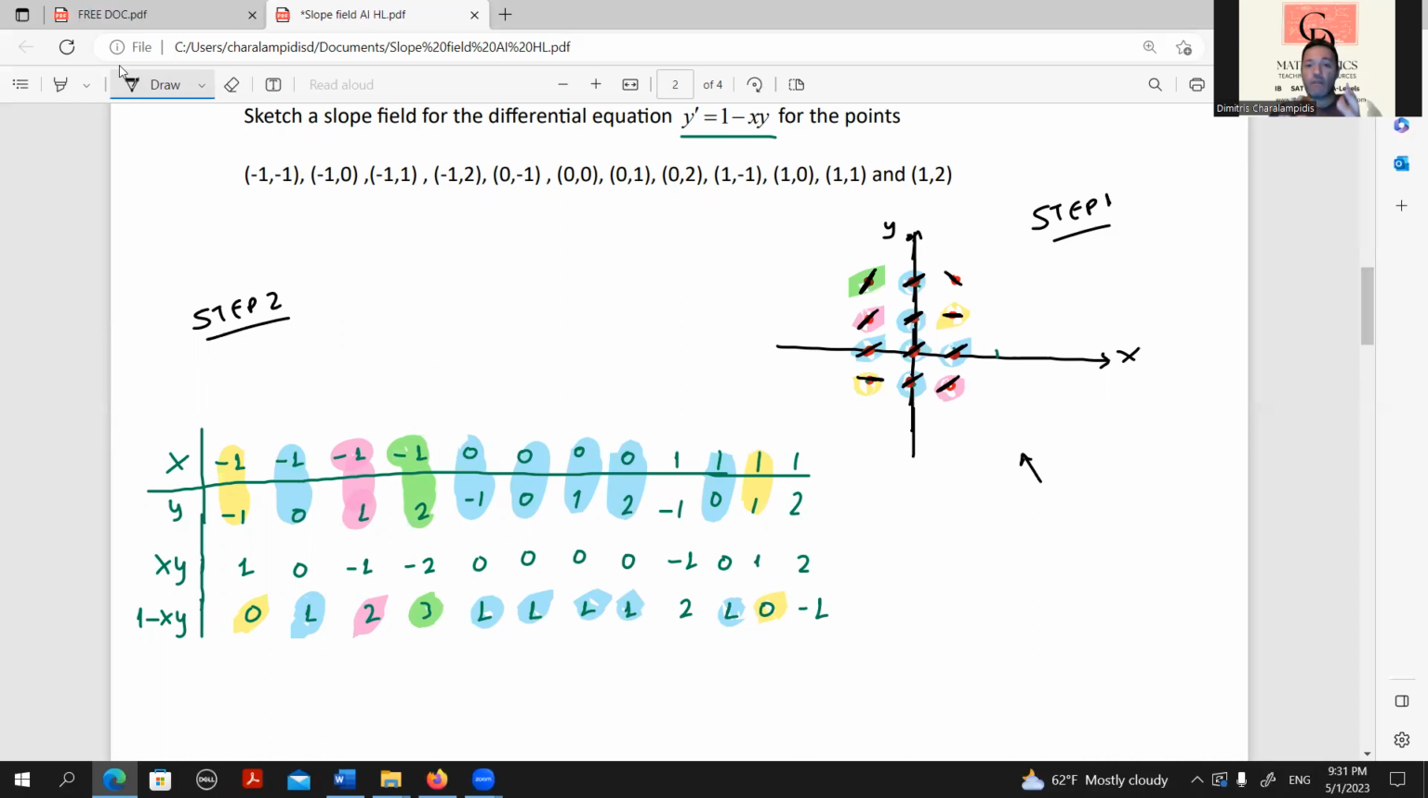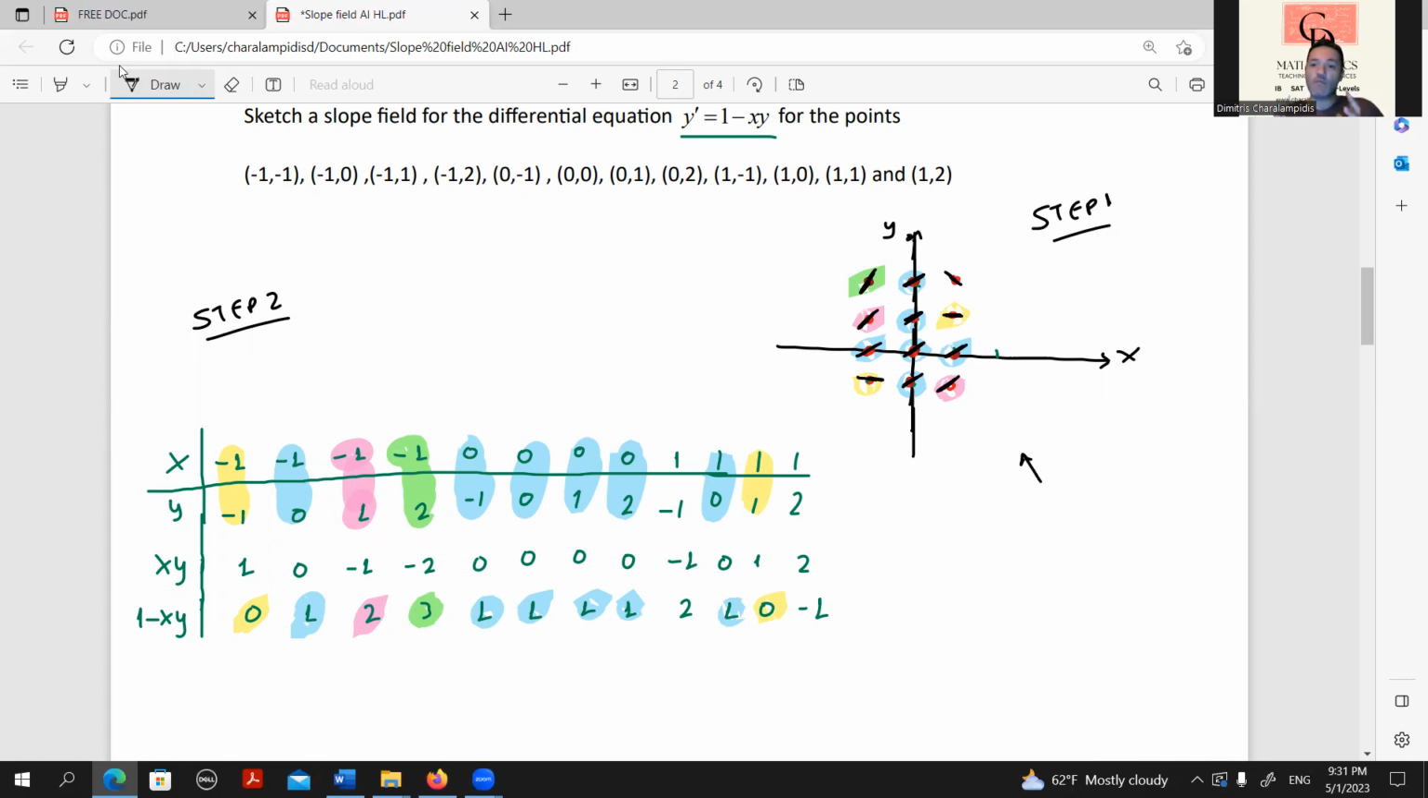So in case you are given a set of points and the differential equation, and based on that differential equation you need to create a slope field, you'll do it in 2 simple steps. At first, you'll draw a set of axes, if it's not already there, on which you'll put your given points. Then, for each one of these points, you will create a table of values, and step by step, you will plug in the given differential equation.